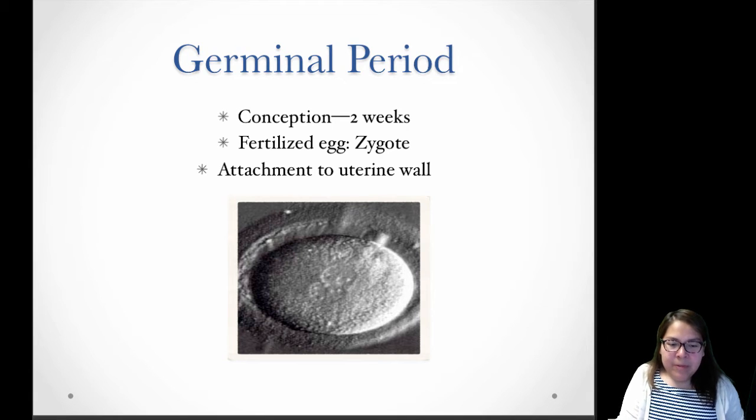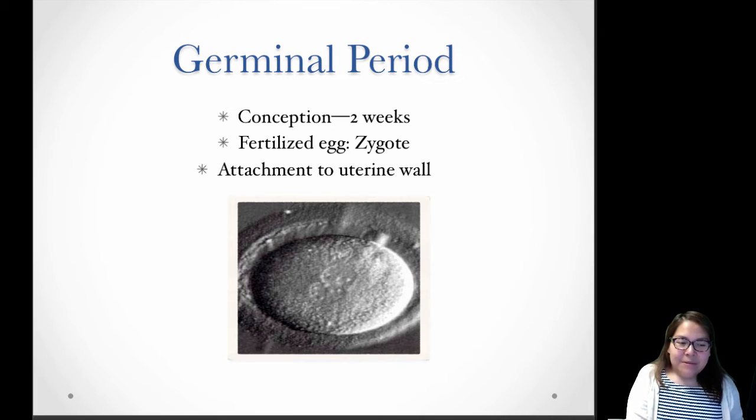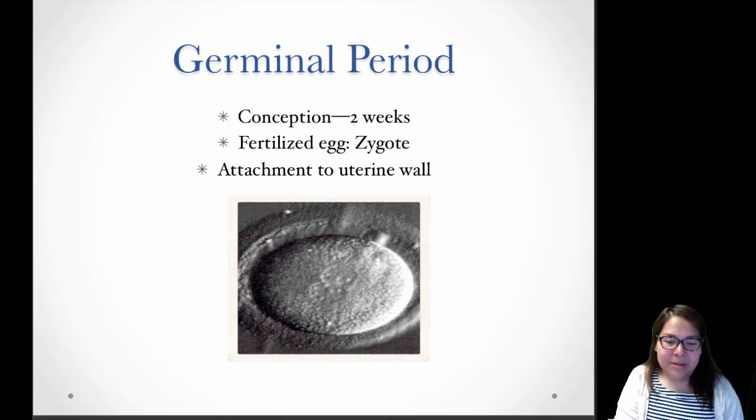The zygote then migrates down the fallopian tube and implants itself into the wall of the uterus. This is a difficult journey where about half of the zygotes don't actually make it, because they are either defective or implant on an inhospitable part of the uterus.